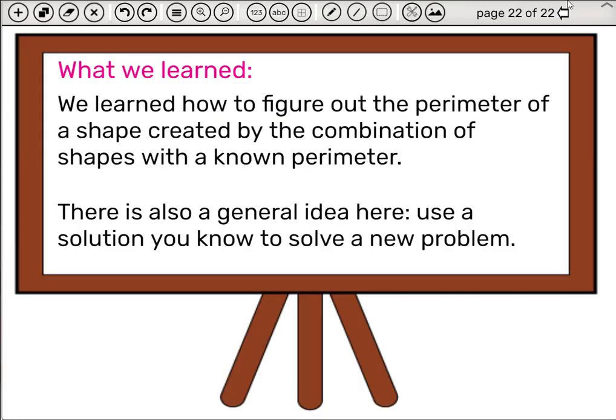We learned how to figure out the perimeter of a shape created by the combination of shapes with a known perimeter. There is also a more general idea here. We used a solution we know to solve a new problem. We also gave the students an opportunity to practice, enhance, and gain more confidence in their visual perception. That's it. We hope you enjoy this lesson in class.